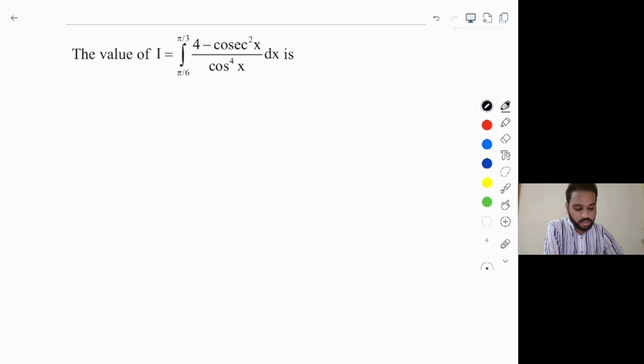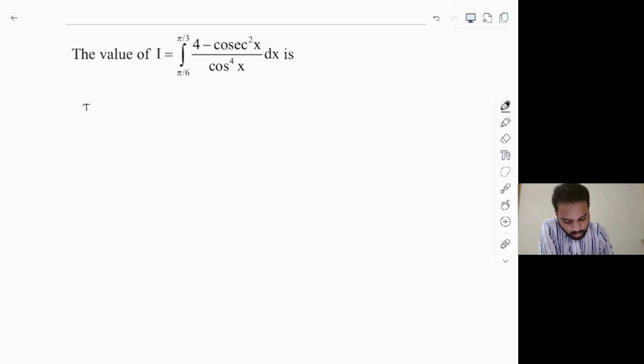Let us take the next question here. Now once again, this is a question from definite integration. It is integral pi by 6 to pi by 3, 4 minus cosecant square x divided by cos to the power of 4x dx. Now this question can be done in different ways, but I think the better one would be splitting the terms and solving them separately here. So let's look at the idea.